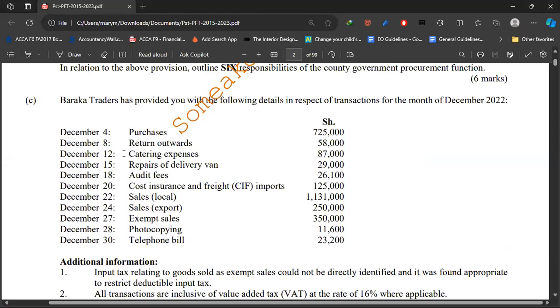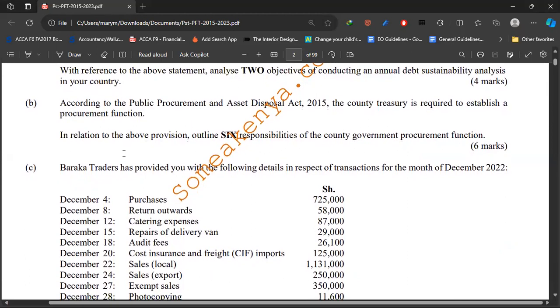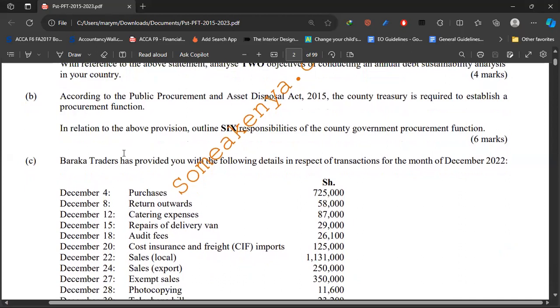So we are starting our revision with August 2023. We are starting with question number 2C, discussing the matters of VAT. It's very important to know how we can compute our VAT. Basically, from the knowledge we have gathered during our classes, it is crucial to understand that VAT is just a tax on the value added.